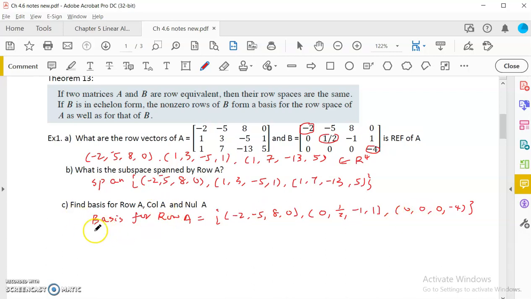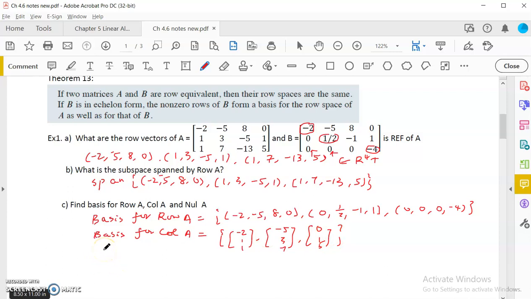What are the bases for column A? The basis for column A would be the three prefix columns corresponding to the independent columns in B. So do not use the ones that you have in REF, but go back to column 1, which is -2, 1, 1. Column 2, -5, 3, 7. From REF, we know that they're independent. The third one, 0, 1, 5. So this is the basis for column A.